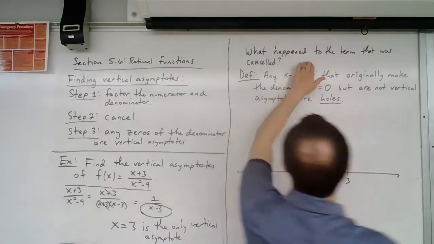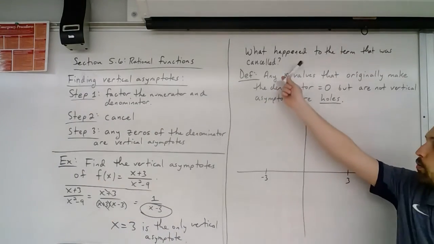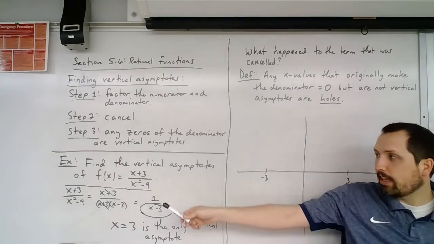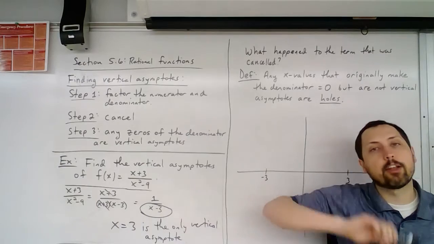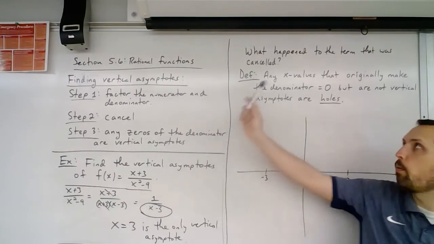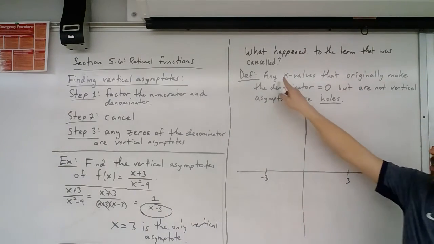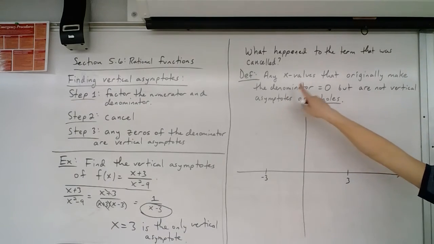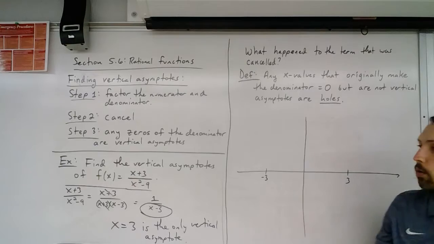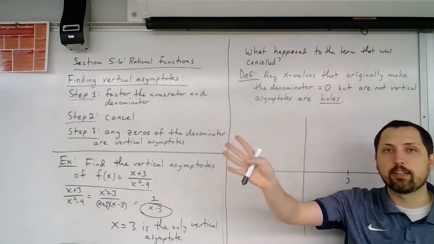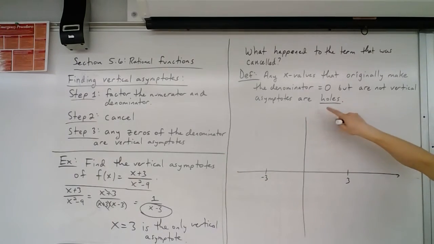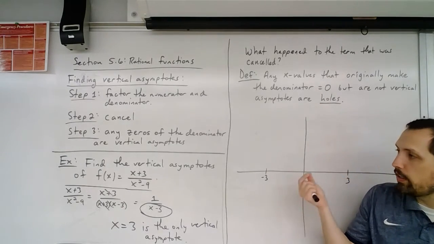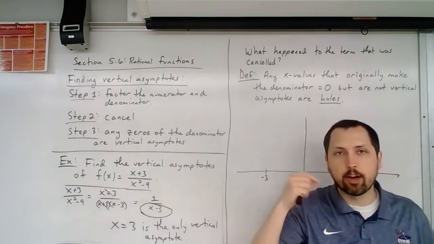So that leads us to this next question here. What happened to the term that was canceled? So we canceled out this x plus 3 term, and that no longer made the denominator equal to 0. What happened? So we have this definition. Any x values that originally make the denominator equal to 0, but are not vertical asymptotes, so they get cleared out of the denominator in the canceling step, these are going to be holes. A hole is going to exist at a point corresponding to that in our graph.